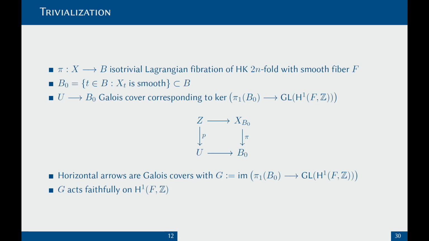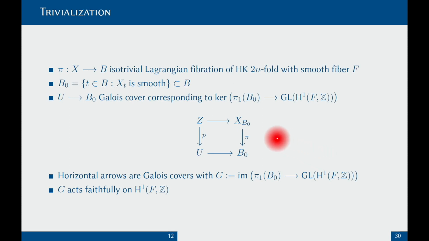And you have a monodromy representation, right? You have a local system of the first cohomology of the fiber. And this local system has a monodromy representation. And we're going to look at a base change, U to B0, a Galois base change, which trivializes this monodromy. So if you prefer, the kernel of this monodromy representation is a finite index subgroup, and so it corresponds to a Galois covering. And the Galois group, in this case, is going to be exactly the monodromy group, which is the image of this global monodromy representation.